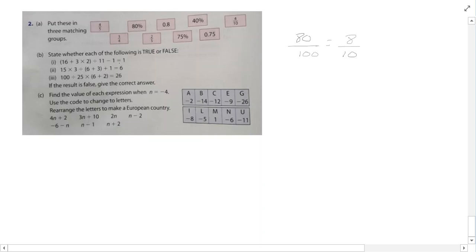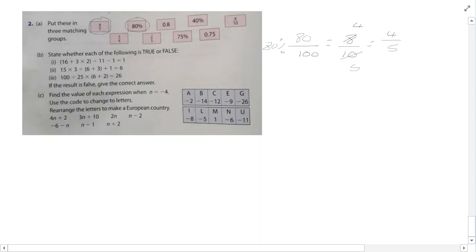So let's have a look. Do we have any 8 over 10 fractions there? No, we don't. So we can simplify it some more. 2 will go into 8 4 times, and 2 will go into 10 5 times. So it's 4 over 5. So 80% is equal to 80 over 100, which we can simplify to 4 over 5. Do we have 4 over 5 here? Okay, so this and this are group 1.